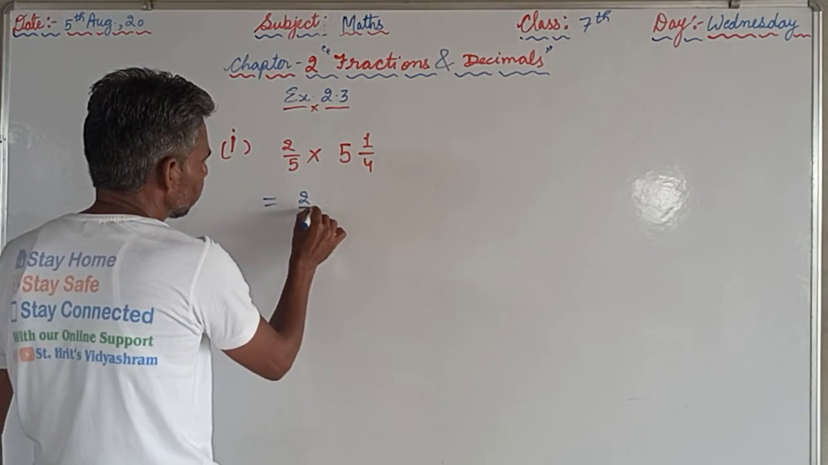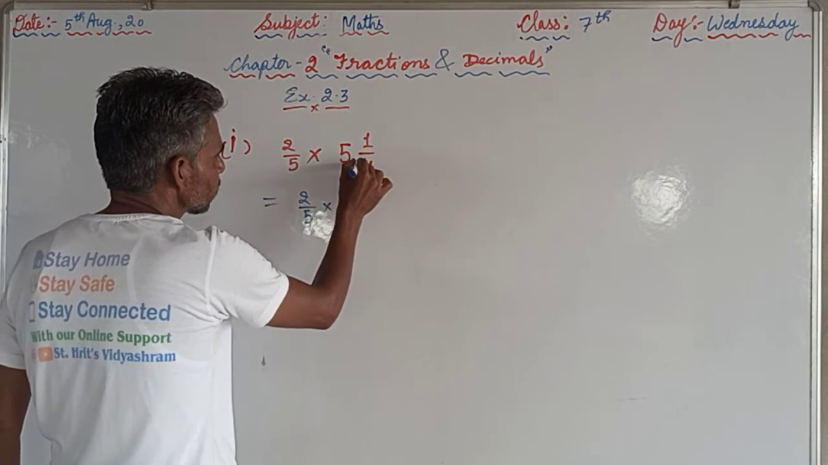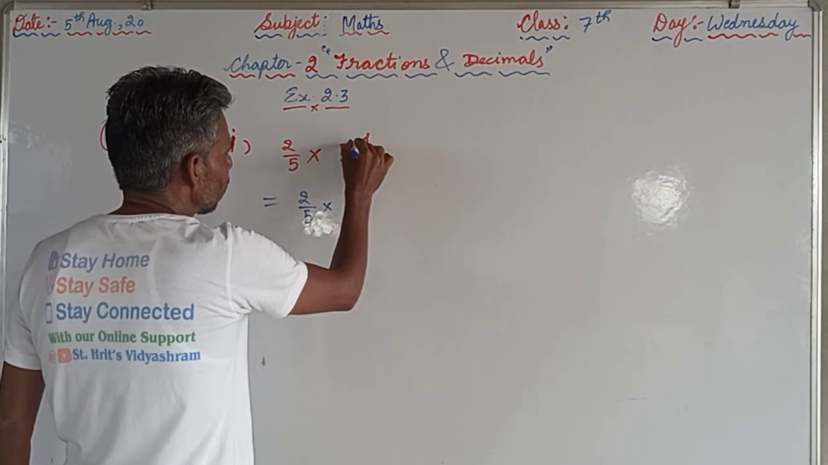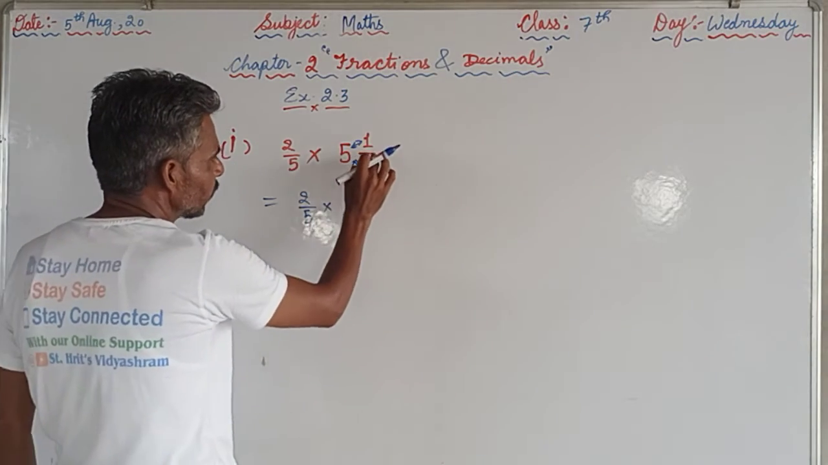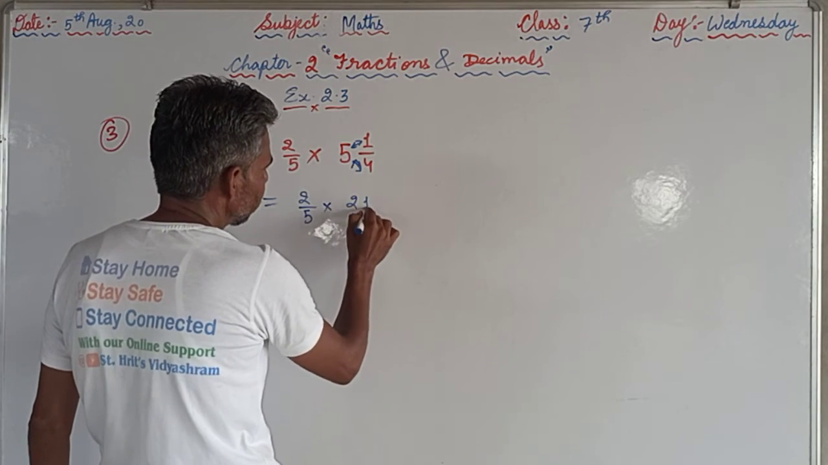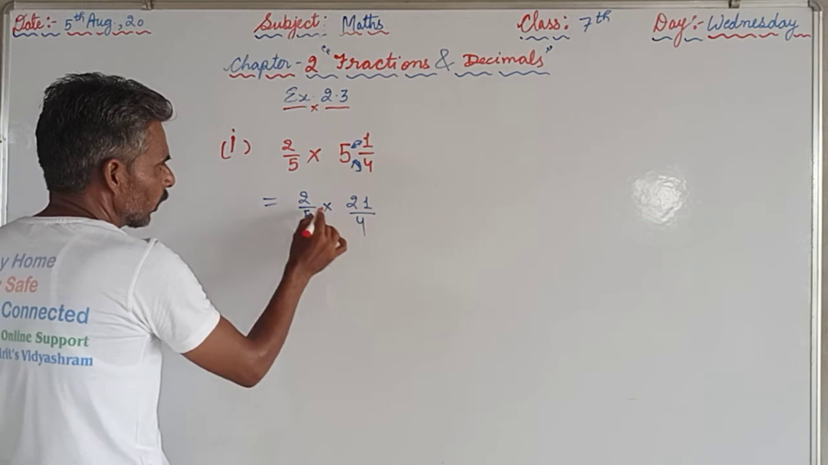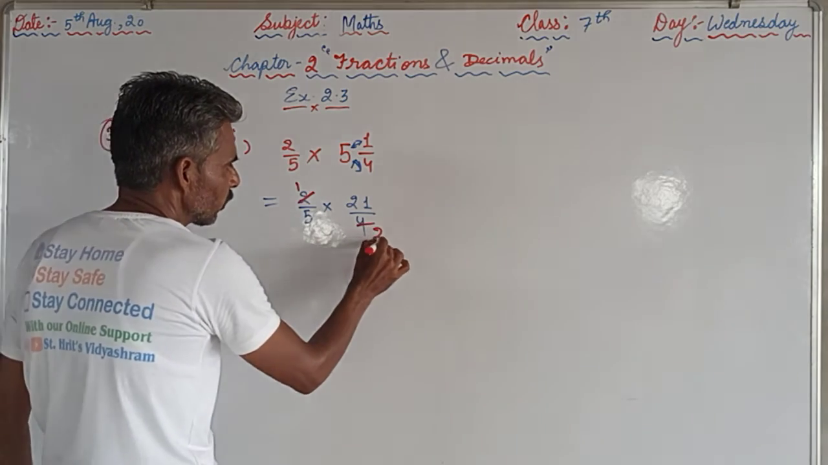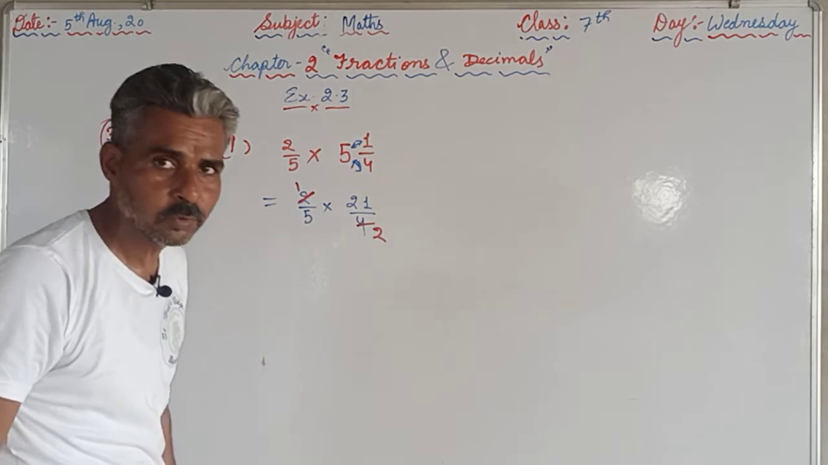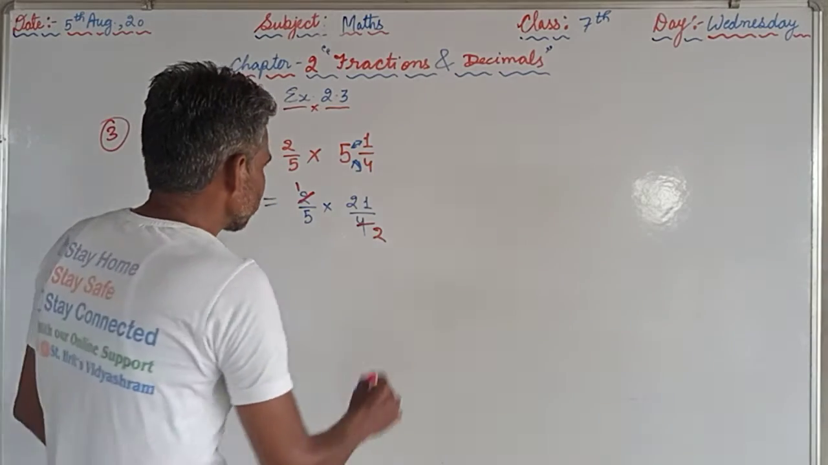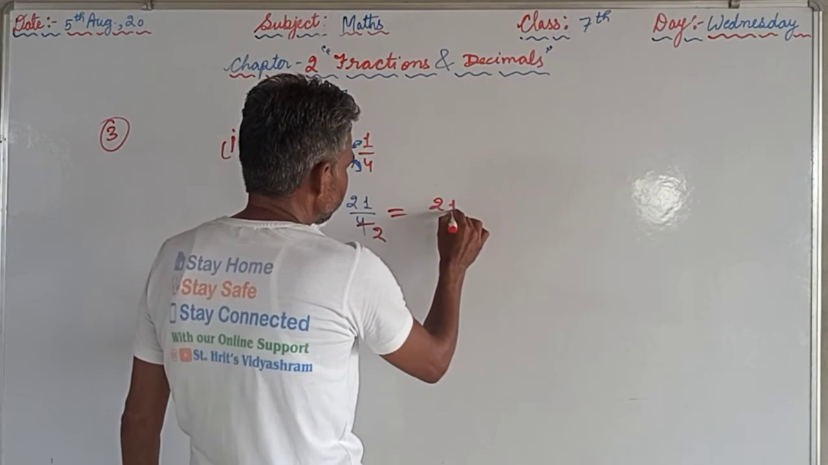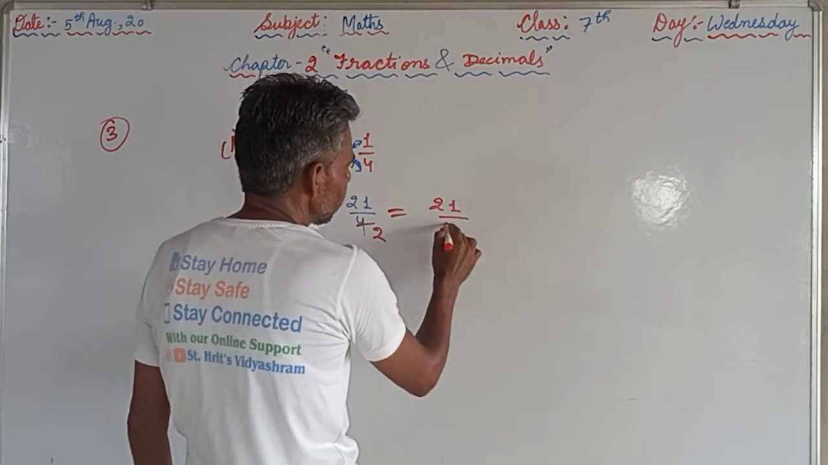We are supposed to write this and we are supposed to change this mixed fraction into improper fraction. 4 5 are 20, 20 plus 1 is 21 upon 4. Now we are seeing that 2 and 4 are there. 2 1 is 2, 2 2 is 4. 2 and 4 are coming in the table of 2. So that's why we will cut that. Now we will get 21 upon 5 2 is 10.